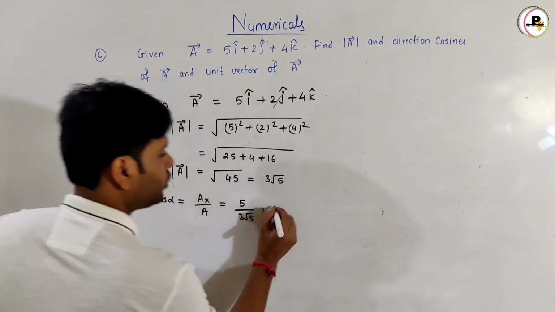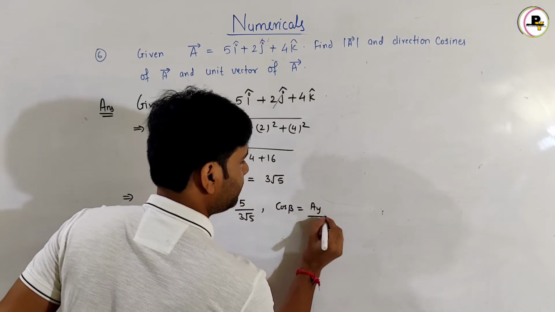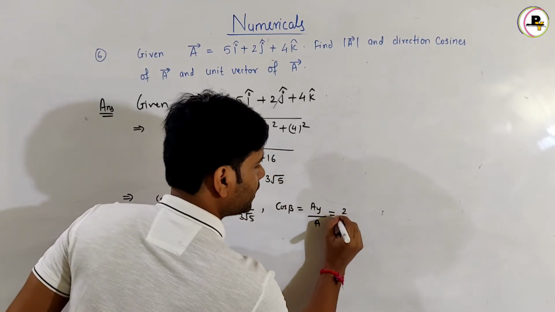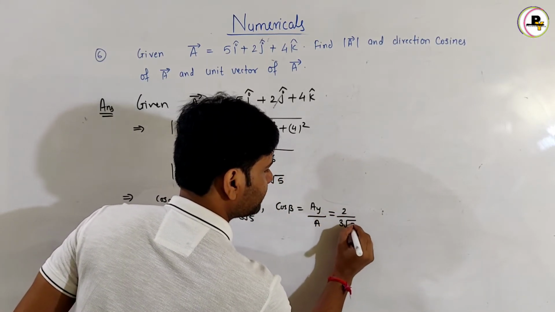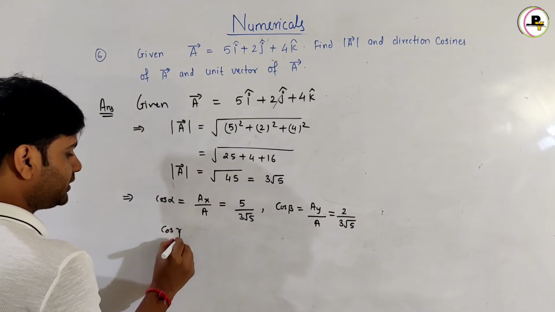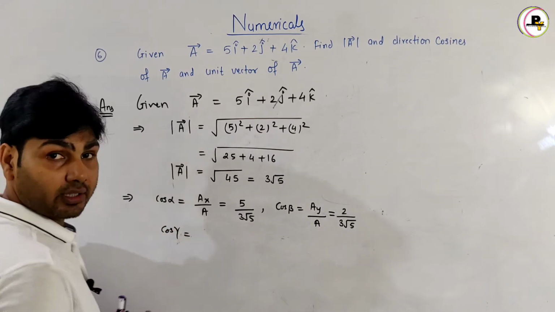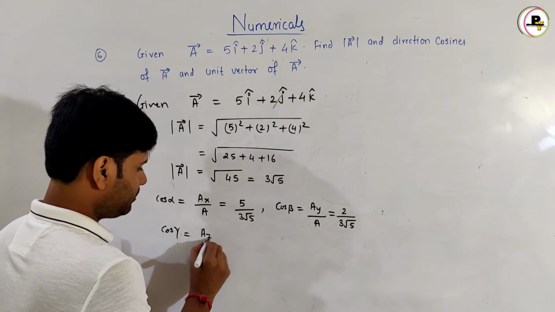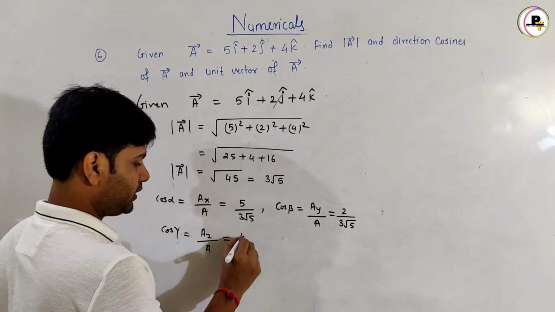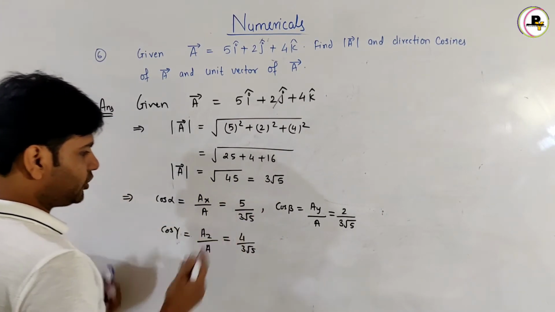And next, what is cos beta? Cos beta is ay upon a. Ay is what? Coefficient of j cap, that is 2, upon a is what? 3 root 5. And what is cos gamma? Cos gamma is equal to, cos gamma equals to what? It is az upon a. What is az? It is coefficient of k cap, that is 4, and a is what? It is 3 root 5. So these are the direction cosines.